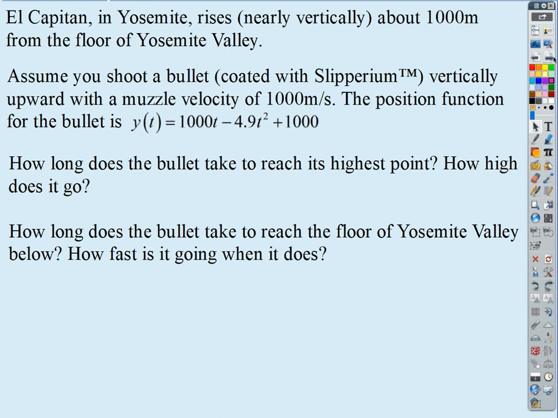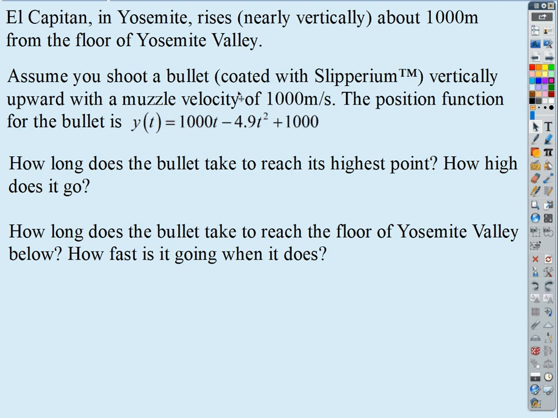If we were to shoot a bullet straight up in the air from the top of El Capitan, the question is, how high is it going to go? How long does it take to get to that point? And let's ask, how long does it take to reach the valley below? So what's going to happen is we're going to shoot this rifle straight up. The bullet's going to go way up in the air. It's going to come down right by us and continue right down the face and hit the valley below. Okay.